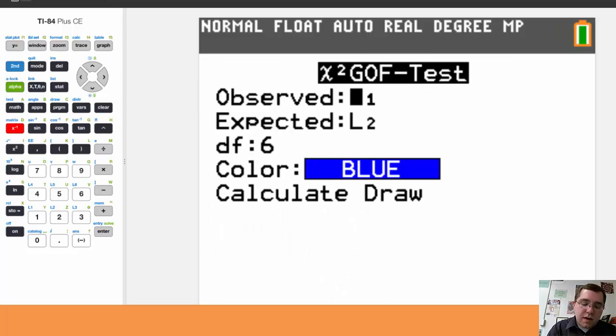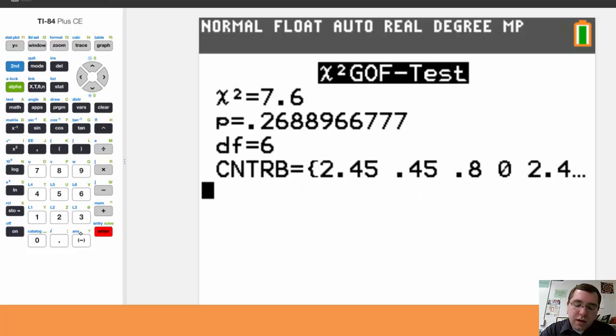Now that I have those, we can go back and do the stat test and the chi-squared goodness of fit test. The observed are in L1, the expected are in L2. I need to tell the degrees of freedom. The degrees of freedom is the number of categories minus 1. Categories here are the days of the week. There are 7 of them. Minus 1 is 6. So I have 6 degrees of freedom. And I will calculate. Enter. It calculates the chi-squared value to be 7.6 and the p-value to be 0.26889667777, the degrees of freedom of 6.